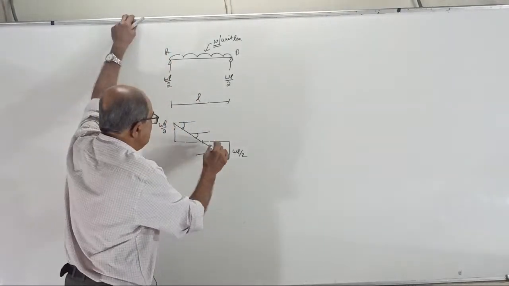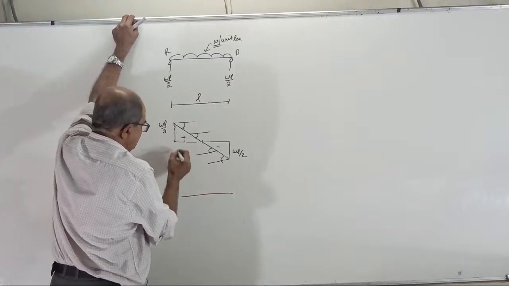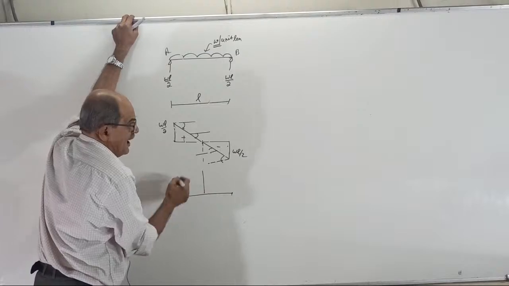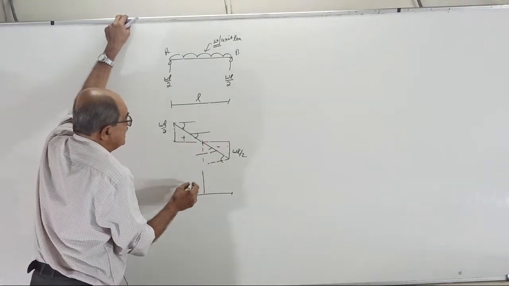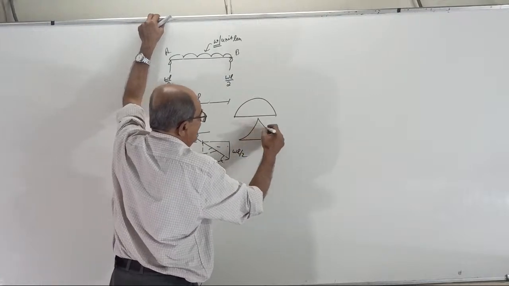Okay, now come to BMD. See, this is positive, negative. See, BM is 0 here, BM is 0 here, BM is maximum at the middle. A parabola will come. The option comes: is the parabola this way or is the parabola this way? See now.